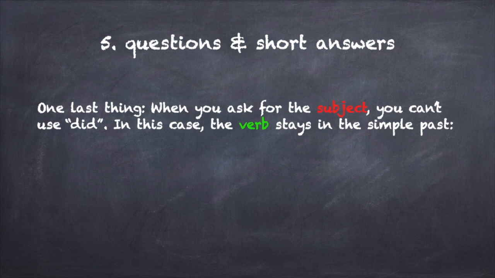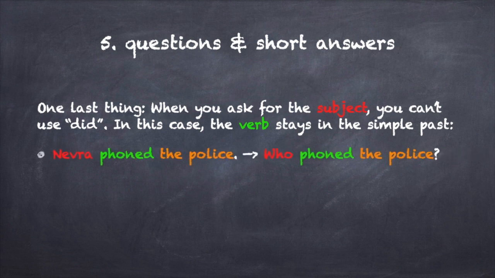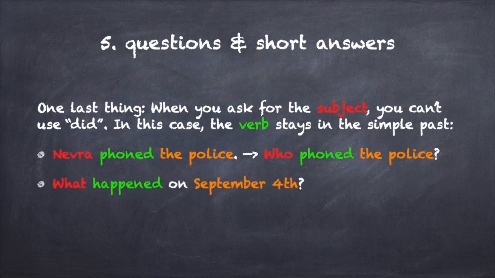Wenn ihr also nach dem Subjekt fragt, dann fällt das did weg und dann bleibt das Verb einfach im simple past, so wie es vorher auch war. As an example, the sentence would be, someone phoned the police. And if you want to make a question out of this, you have to keep phoned as it is and ask who phoned the police. No did, no was. The same with this question, what happened on September 4th? Because what asks for the subject.